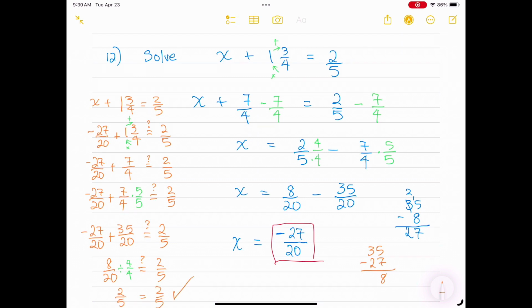8/20 does simplify into a fraction of 2/5. So now I know that the solution, x equals negative 27 over 20, is correct. And now I just need to convert that improper fraction into a mixed number by dividing 27 divided by 20, which gives me 1 7/20. So the answer is negative 1 7/20.